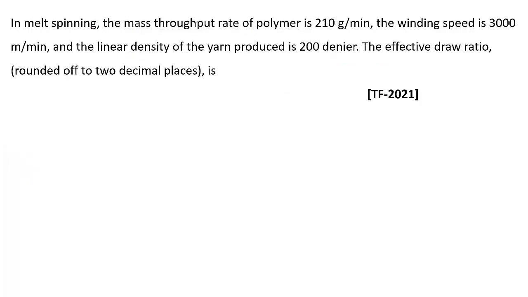So coming to this question, it says that in melt spinning, the mass throughput rate of polymer is 210 gram per minute, the winding speed is 3000 meter per minute, and the linear density of the yarn produced is 200 denier.